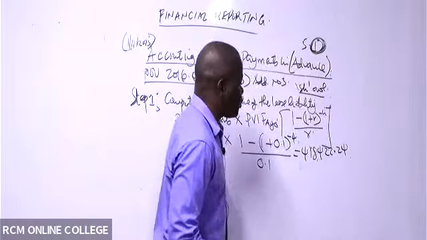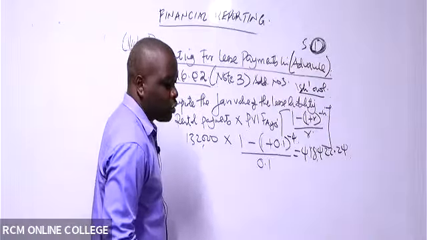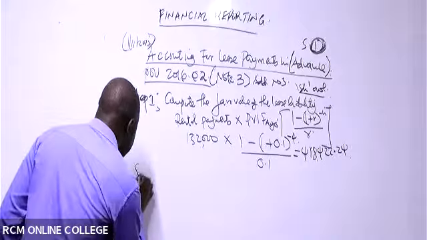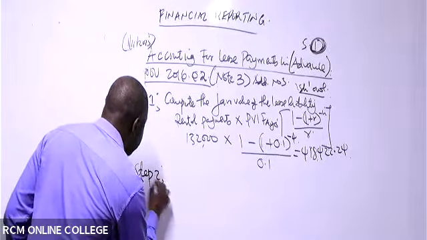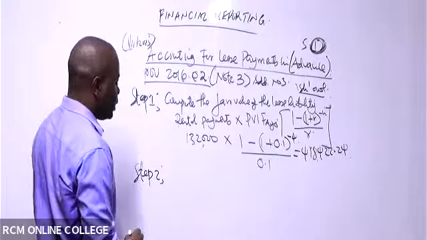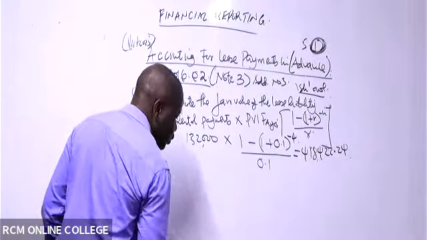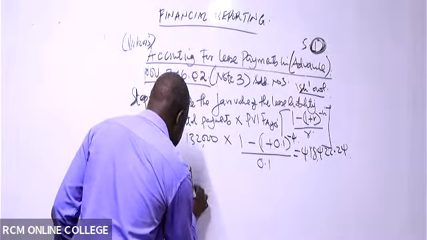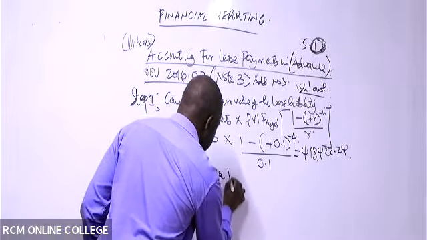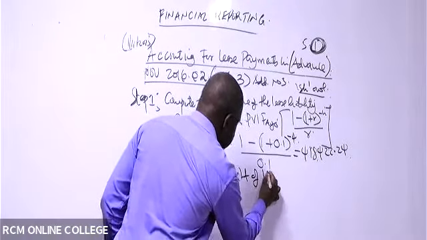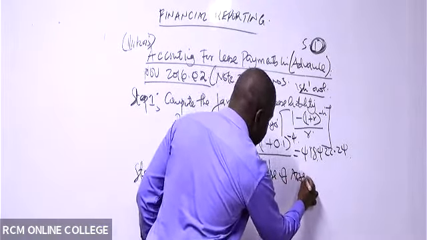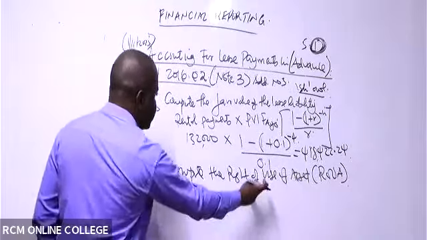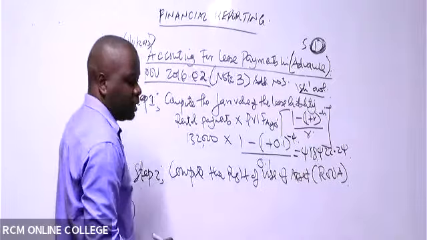So we can have the figure as what? 418,422.24. Therefore, step number two: you have to compute, or calculate, the right of use of the assets, which you call what? ROA. If ever they use the term ROA, it is the abbreviation of this. And it's just the same.